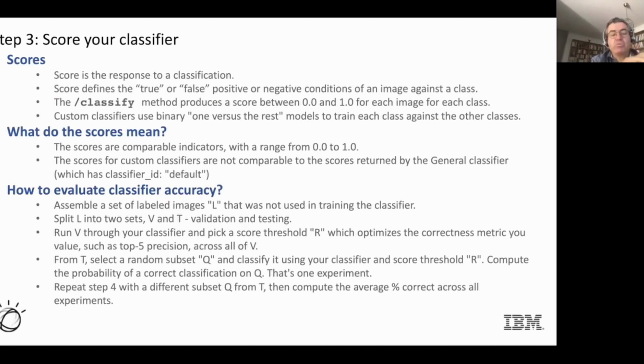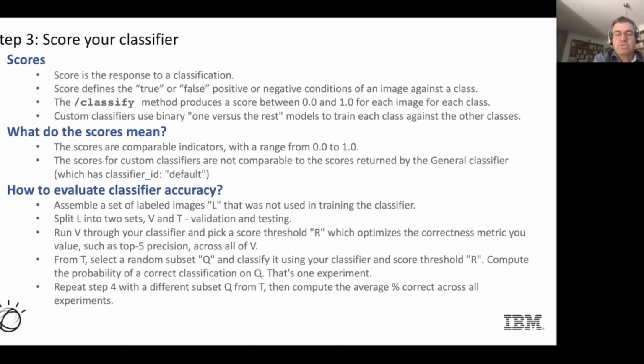So here is a small process where you assemble a set of labeled images that was not used in training the classifier. We insist on the fact that for the validation of those machine learning models, you need to set aside images that you don't use in the training set in order to have valid testing. Because if you are using the images in the training set, there is a bias towards the recognition of what's in the testing image.